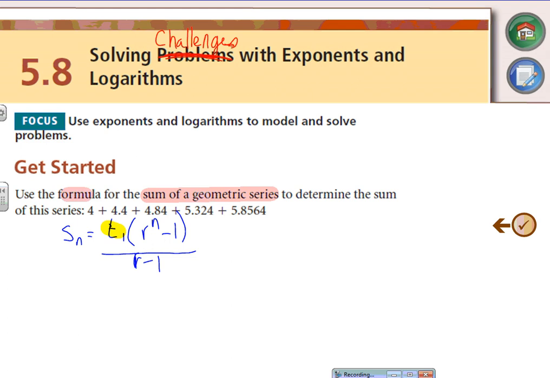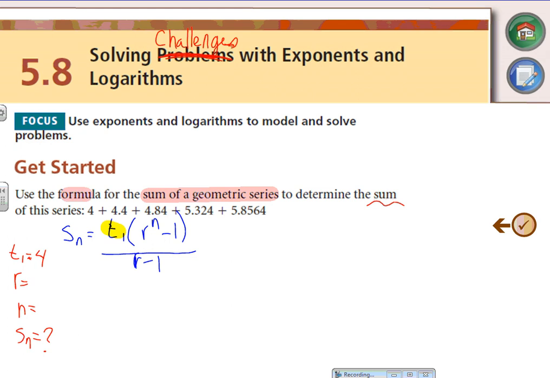So let's make a list of all the things that we know. Okay, so there's T1, there's R, there's N, there's Sn. And we're looking for the sum. We're trying to determine the sum, so Sn is what we're looking for. That means we need to know the others. Start with T1, your first term. That's 4.